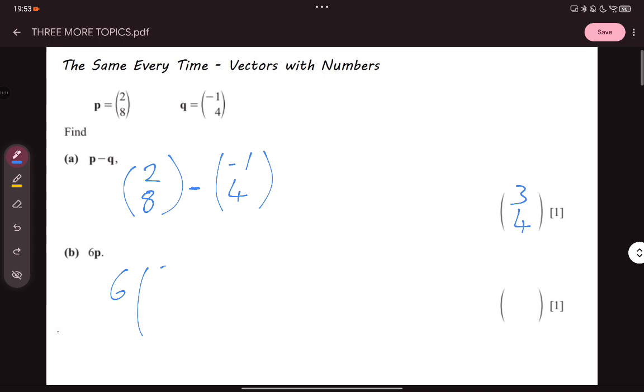6p, 6 multiplied by vector p, we just multiply each number in vector p by 6. There we are. So 12, 48.